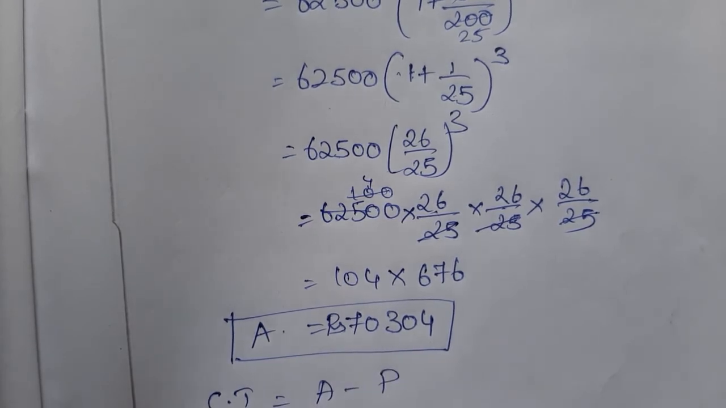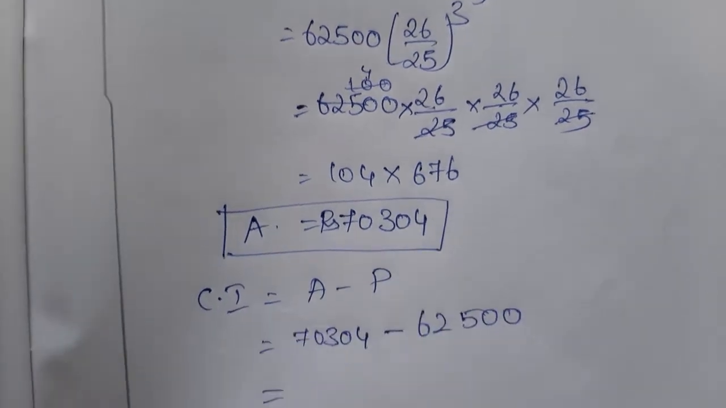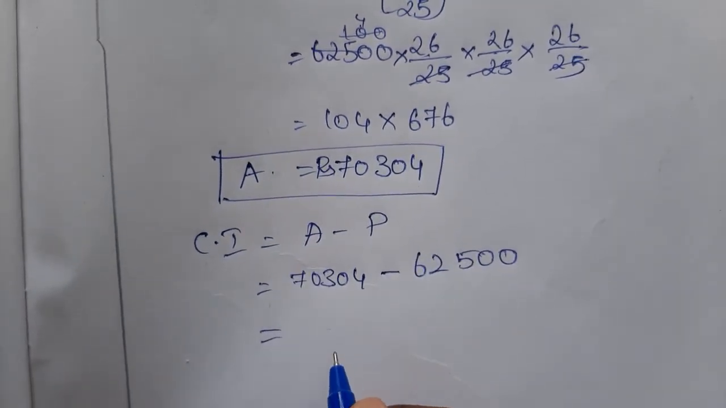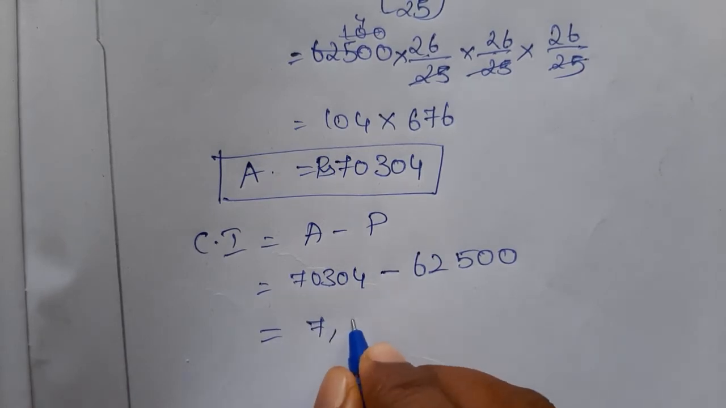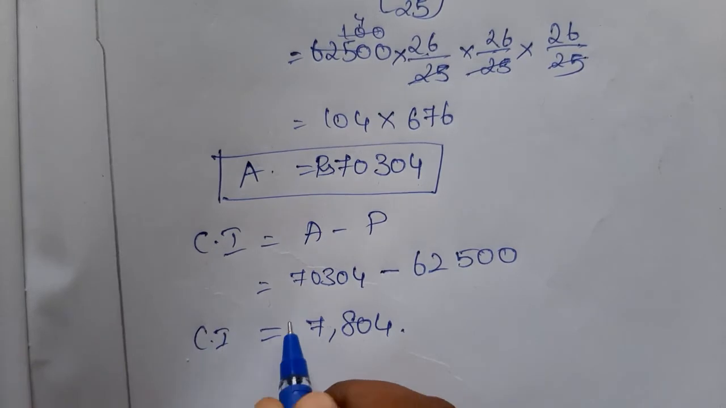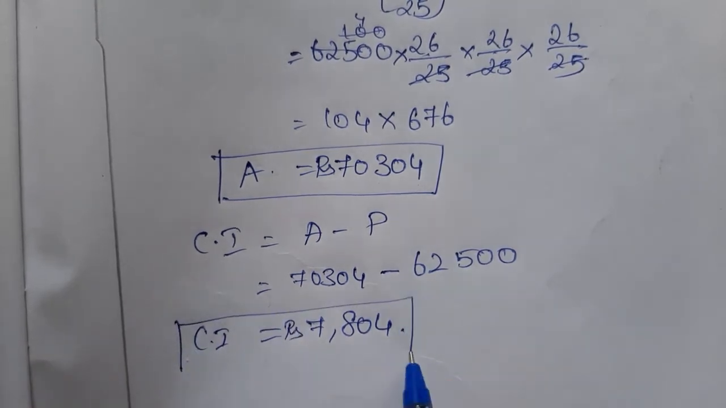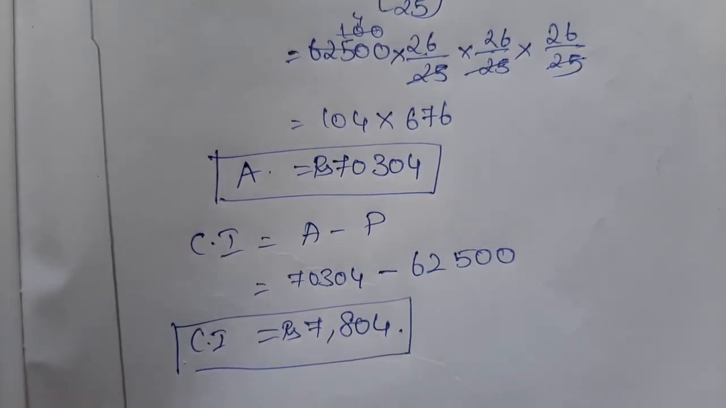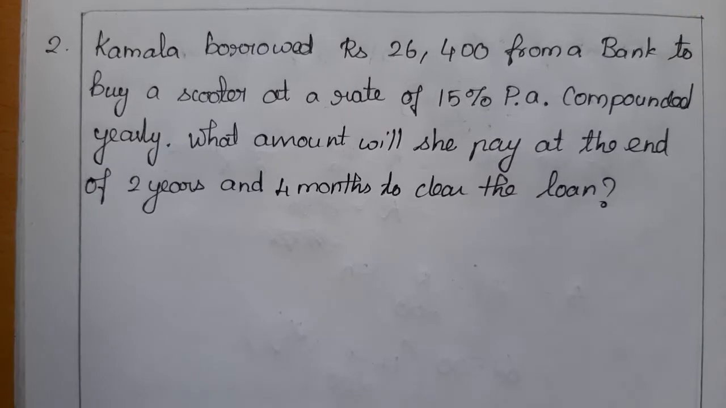The amount is 70,304 minus principal is 62,500. So if we subtract, we will be getting it as 7,804. So this is the compound interest that we required. So here we go for the next problem.